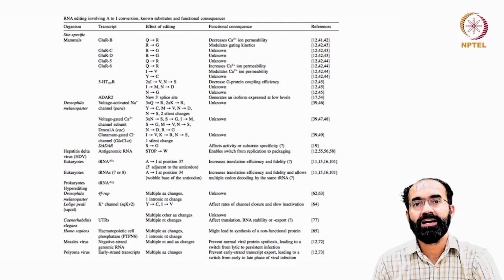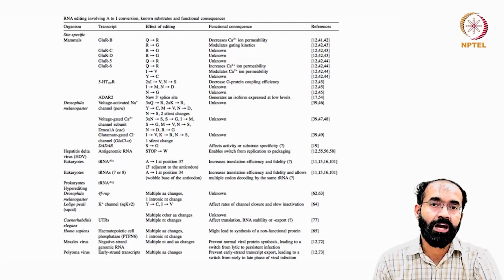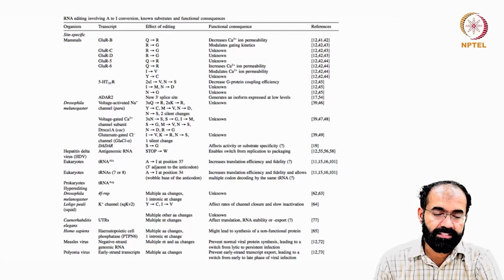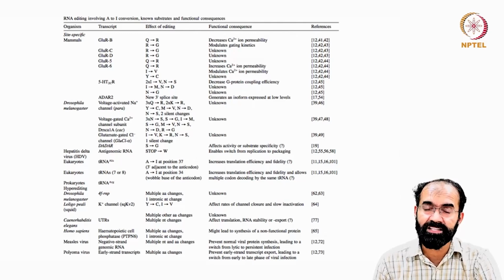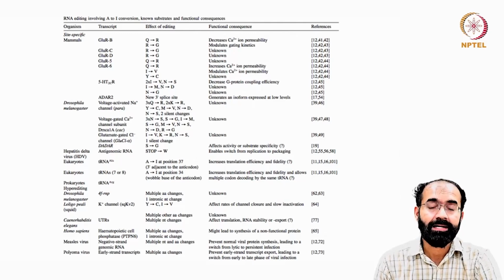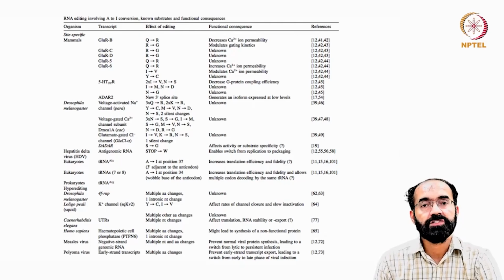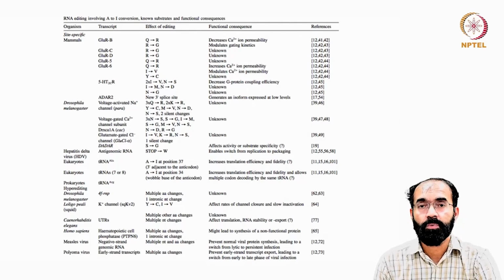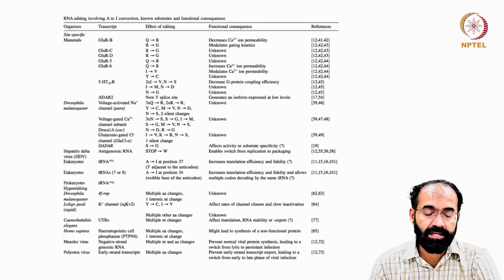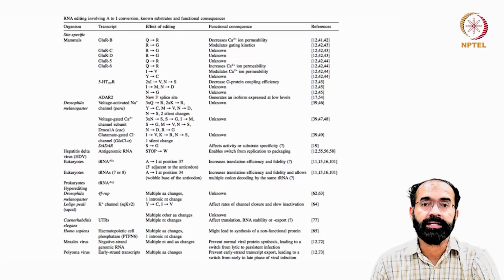Showing this list is not for memorizing purposes. It is for you to have an idea of how many genes in how many organisms are involved. Even Caenorhabditis elegans, measles virus, polyomavirus, etc. also make use of this RNA editing. So RNA editing is not a chance event. RNA editing is a planned, purposeful event, because of which various viruses and various other eukaryotic genes are able to make a proper living and function properly in the host. So this is what you should understand in detail about RNA editing.